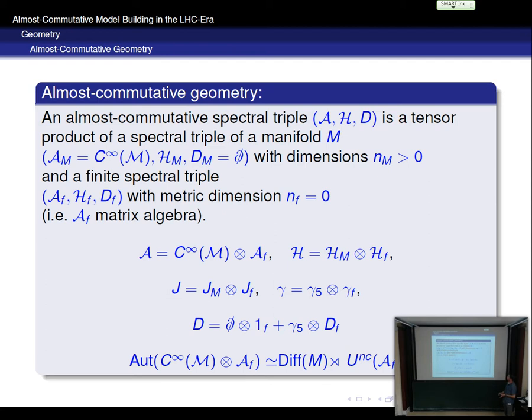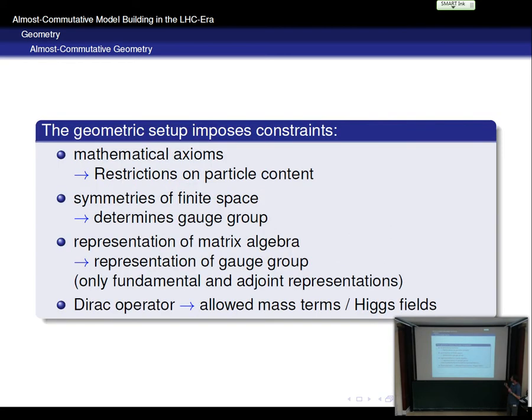And then to build this almost commutative geometry, you basically just take the tensor product of your manifold bit of the geometry with this finite algebra, and you get a Dirac operator, and then the automorphisms are basically the automorphisms you would like to have. So the mathematical axioms give us strong restrictions on particle content. In contrast to the differential geometric setup, because we have these strong axioms, we have a rather restricted class of models here. Of course, we can still build infinitely many models, but it's more restricted, and it seems to be interesting.